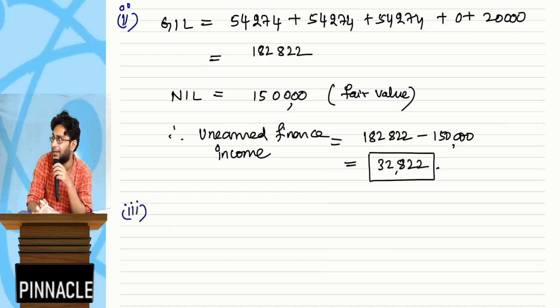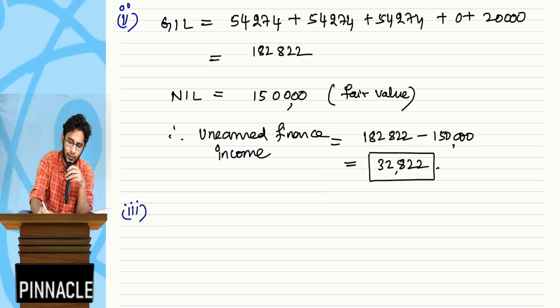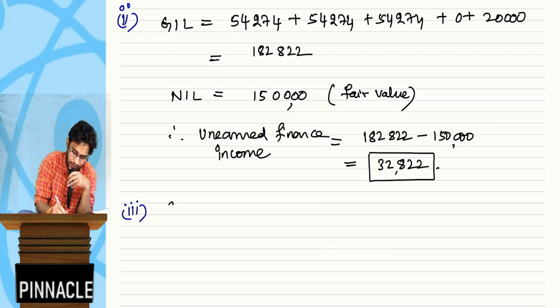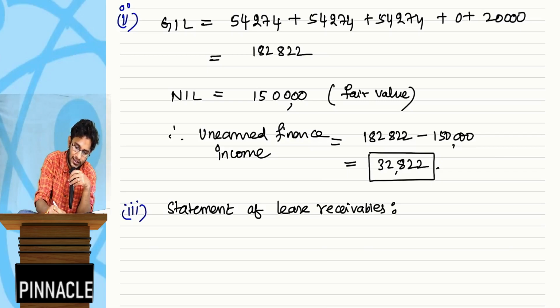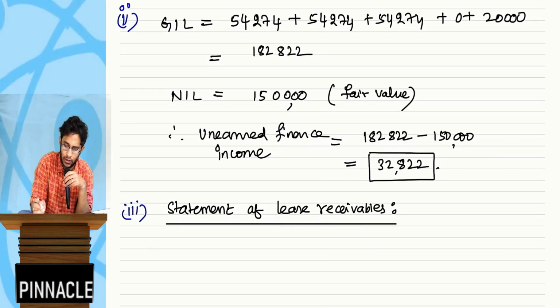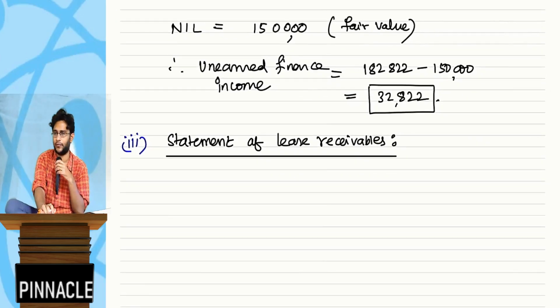Sir, if you want the income of each year, you basically have to prepare a lease receivables statement. Statement of lease receivables. Earlier we prepared the same thing for the lessee, the lease liability. Now we are preparing it for the lessor.